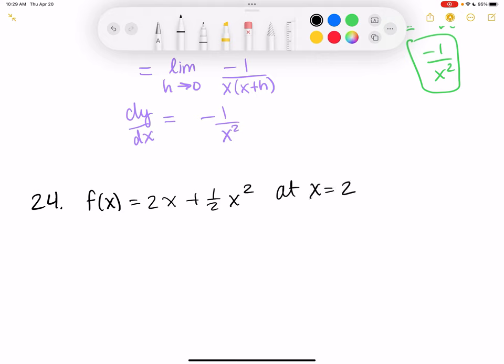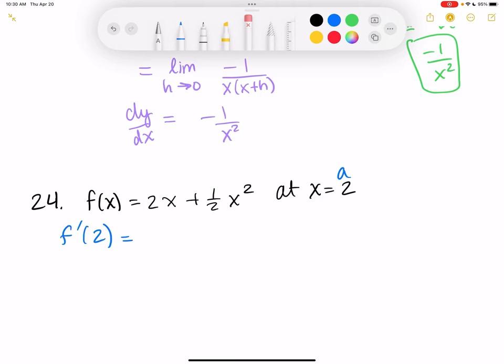So derivative at a point, again, we're taking the limit. We're using f prime of, well, at a, so 2 is a. So f prime of 2 is equal to, and now I'm doing the derivative at a point formula, the easier computing one.